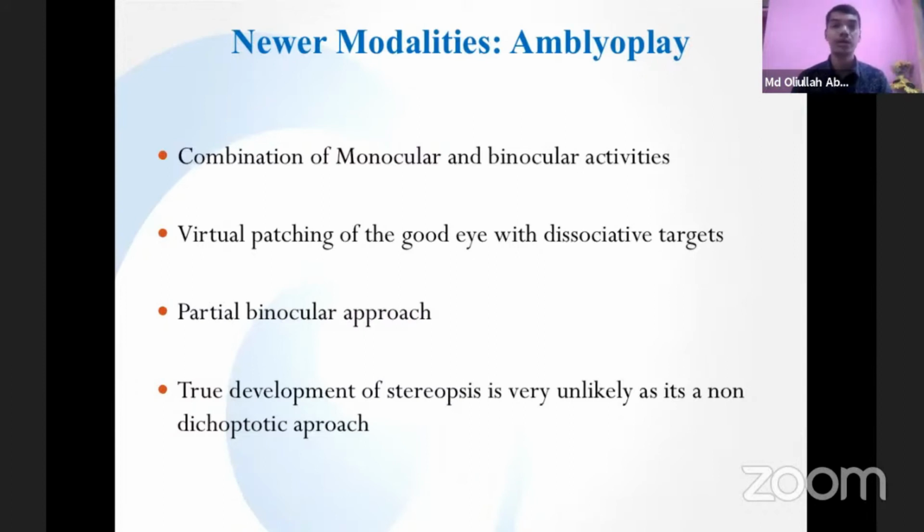Similarly to the earlier one, it also does a virtual patching of the good eye with a dissociative target, because it only asks you to play with the amblyopic eye, and the dominant eye gets patched virtually. Then partially there are a few activities with the binocular approach. And again, when it is not a true dichoptic or binocular approach, you may not end up getting stereopsis for this kind of patient. And again, they do not have any data at this point of time to share.